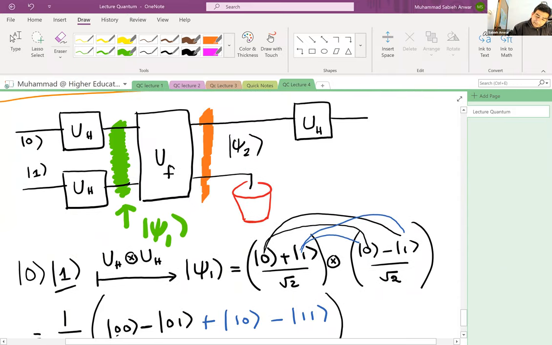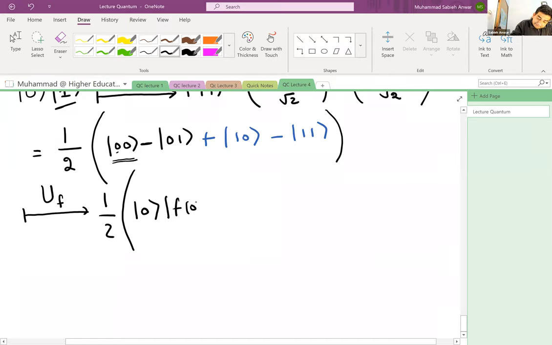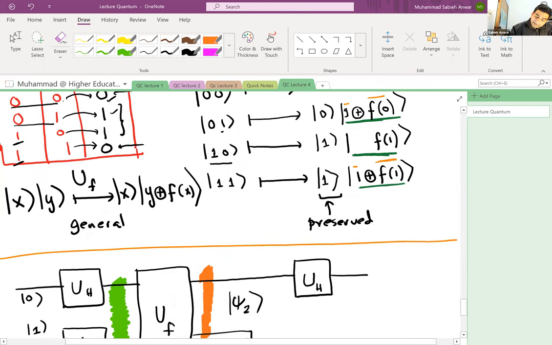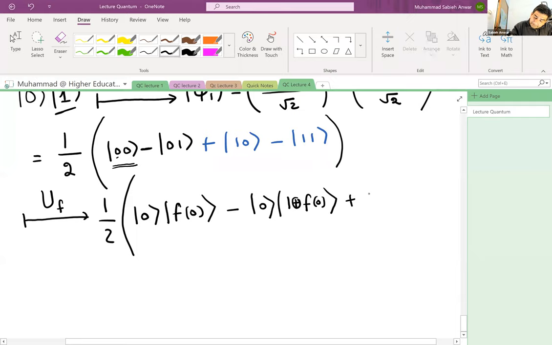So 0, 0, I have to write this thing here, okay? So this becomes f of 0. Okay, now this f of 0 could be 0 or 1, and we don't know it beforehand. This is what we would like to evaluate, whether the function is constant or balanced. This becomes 0, nothing happens to the first qubit, and I would write 1 plus exclusive OR f of 0. Okay. So 0, 1, this is the second entry here. 1 plus exclusive OR f of 0. Then the third thing, nothing happens to the first qubit. This becomes f of 1. Then 1, 1 exclusive OR f of 1. So this is my output.